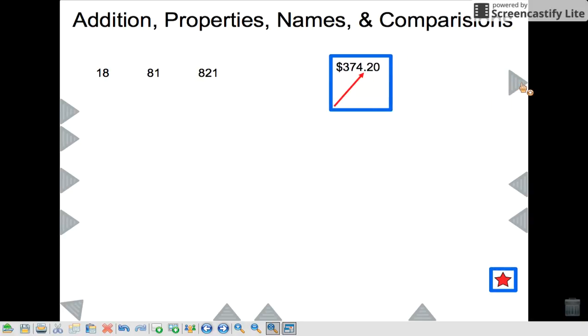But I do want to mention that when we are naming money, for the decimal point, in this case between the 4 and the 2, we use the word and. So we'd read this as $374 and 20 cents.